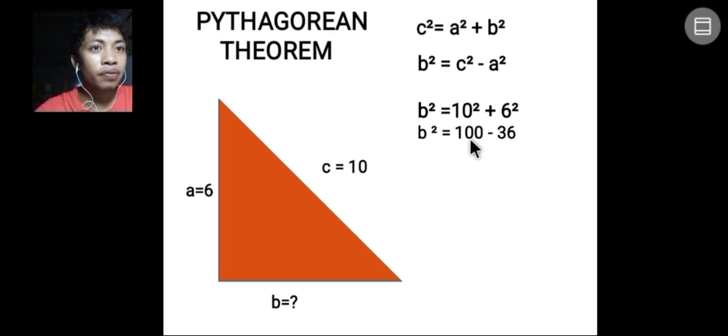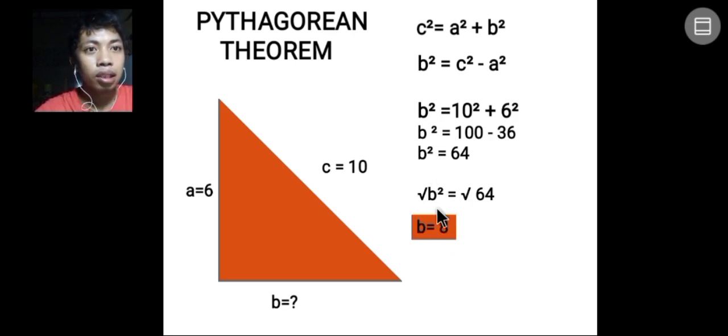Then we need to subtract 36 from 100. So 100 minus 36 is equal to 64. Then take the square root of both sides to cancel out the square sign, or the exponent. So we get the value of our b here is equal to 8.